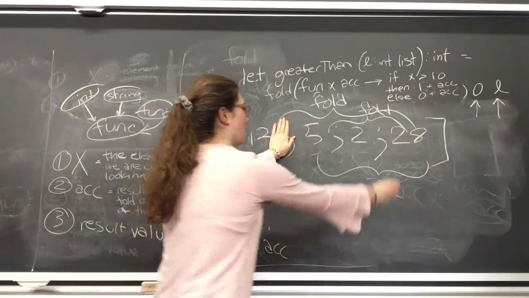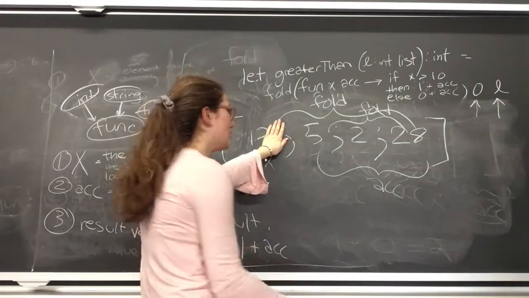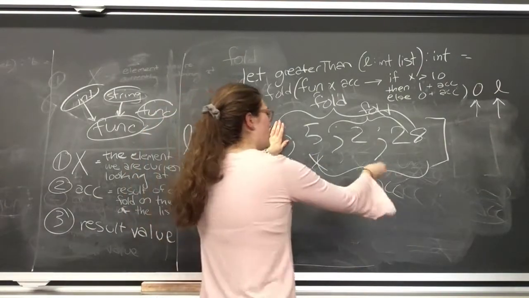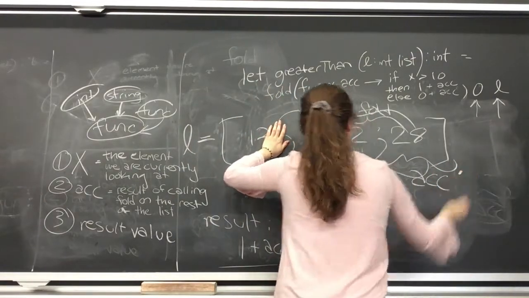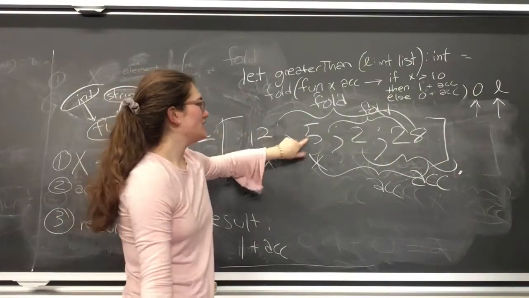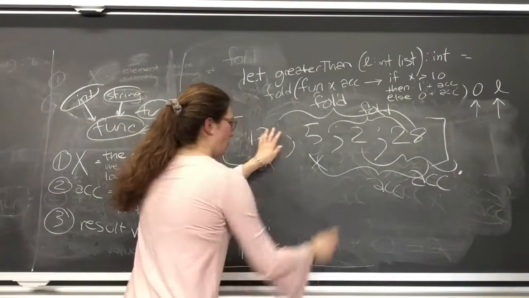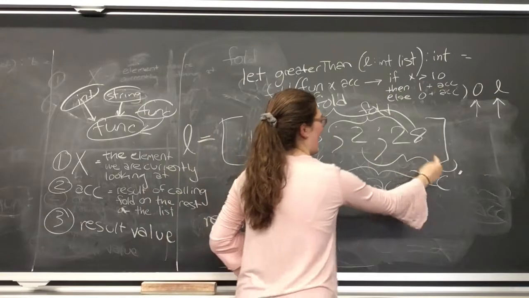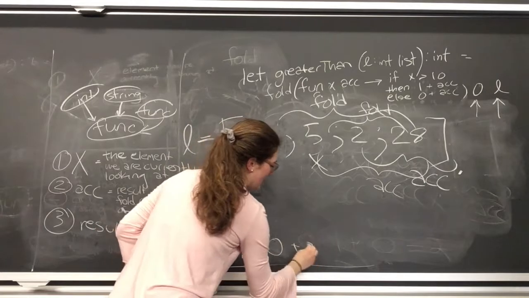Okay, so now we're looking at this part of the list. Forget that this first element is here. Number 1, what is the element we're looking at? What is x? X is 5. Number 2, what is acc? Our new acc, let's call it acc prime, is calling fold on the rest of these elements. Number 3, what's our value? Okay, is x greater than 10? No, so we're going to return 0 plus acc. So this whole big acc is replaced by 0 plus acc prime. Okay? So our big acc is replaced by 0 plus acc prime.